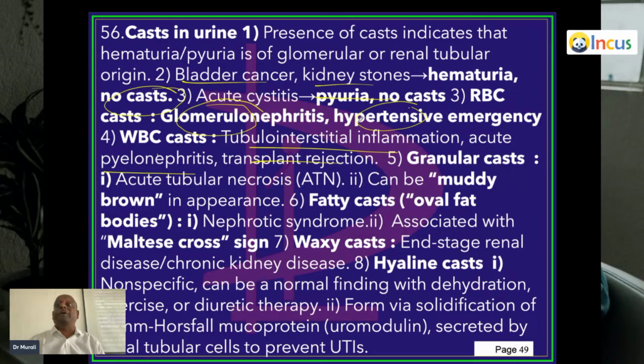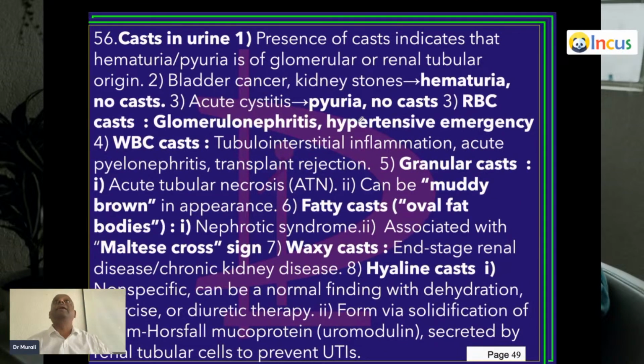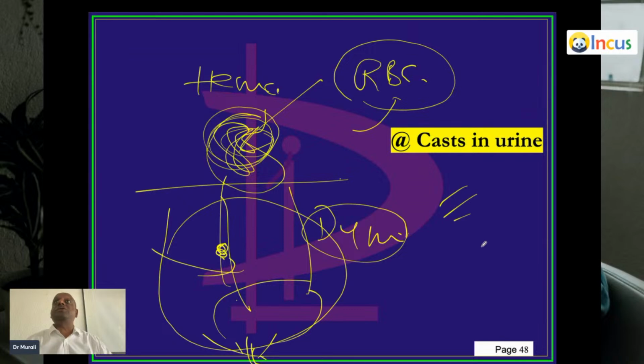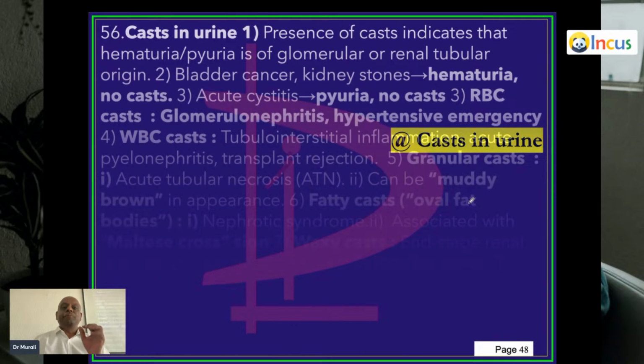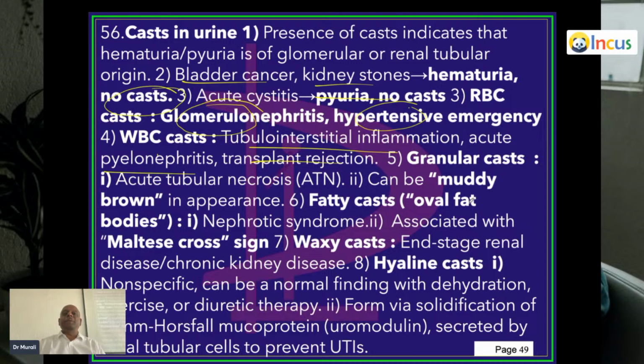What do you mean by pyelonephritis? Minor calyces, major calyces हैं ना किडनी में. So वो calyceal inflammation is called pyelonephritis. इसमें क्या होता है? WBC casts. Then granular casts.